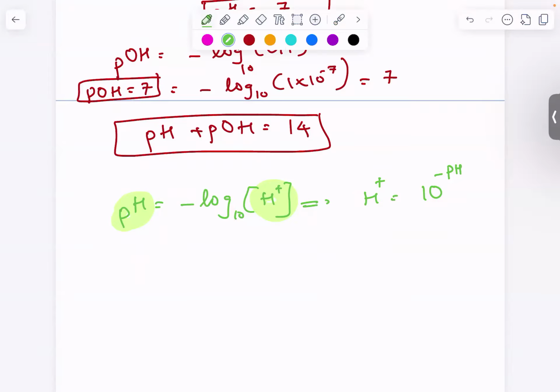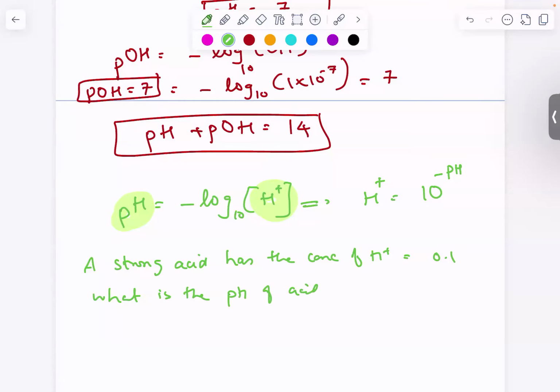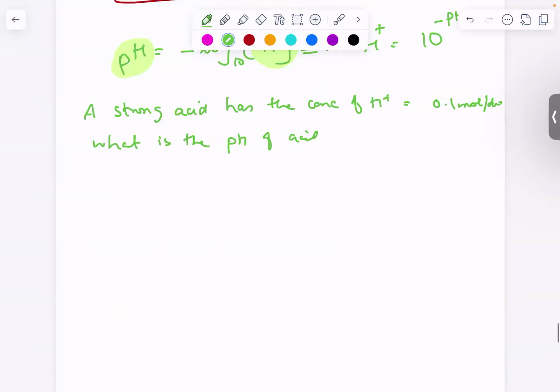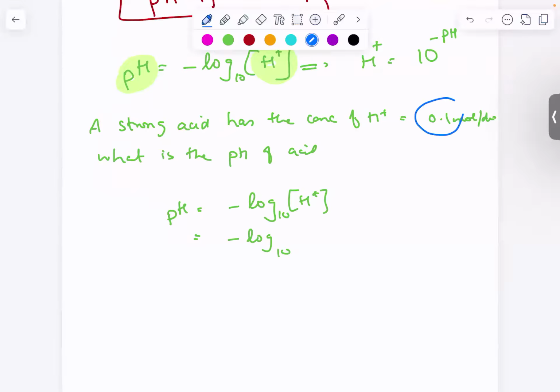Now, they have given a question. A strong acid has the concentration of hydrogen ions 0.1. What is the pH of the acid? 0.1 mole per decimeter cube. So you will put the formula pH is equal to minus log to the base 10 of hydrogen ions. Hydrogen ions are given as 0.1. Put the value 0.1 here, take minus log, and you will tell me the answer.